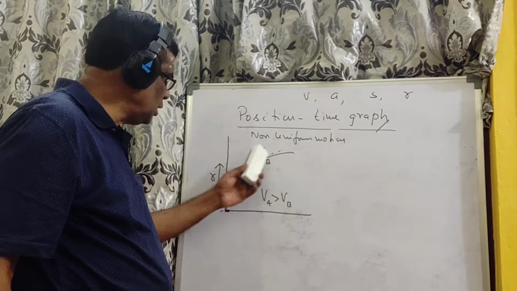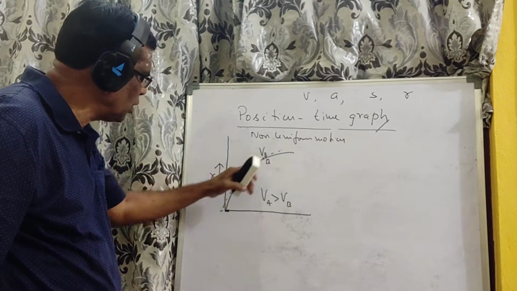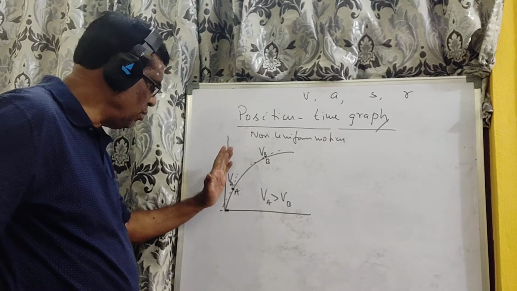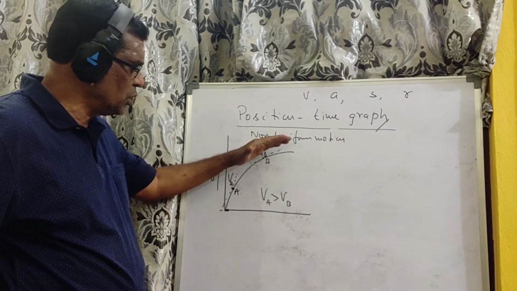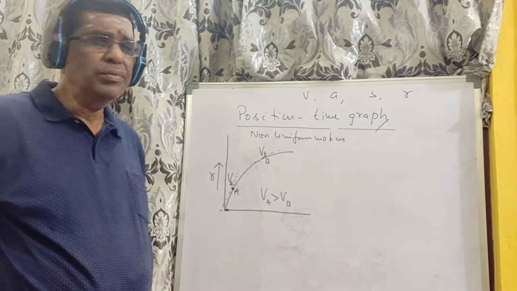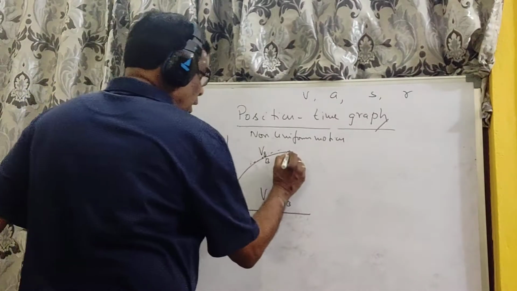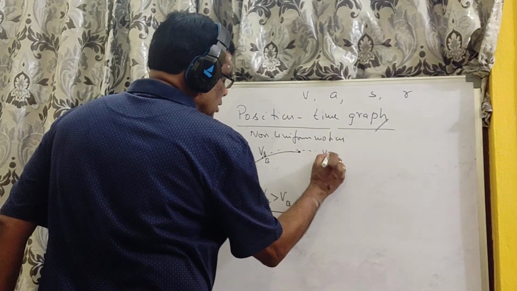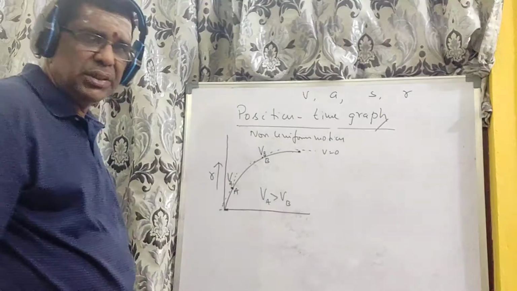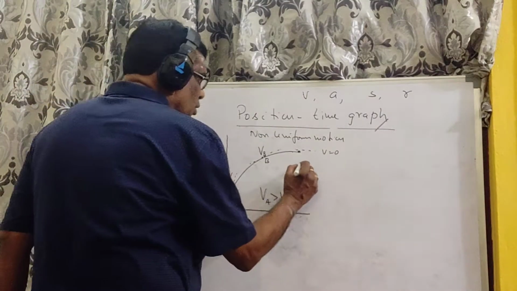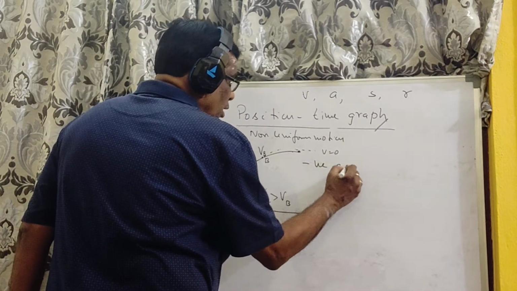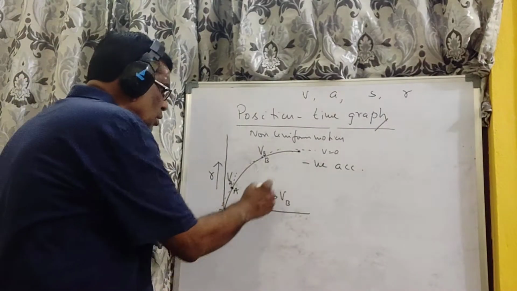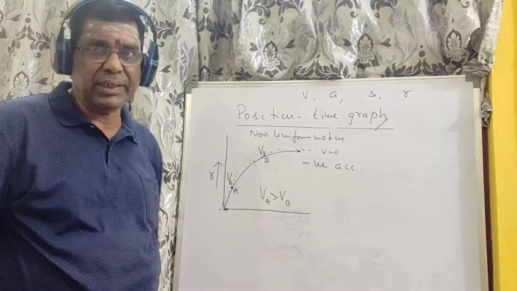So this velocity is now average. If you want, you can get like this. But what's the difference? Positive high value, positive low value, positive low value, it may become zero. At this point, velocity is zero because slope is zero. So this is a case of negative acceleration. Previous case that we saw was a positive acceleration.